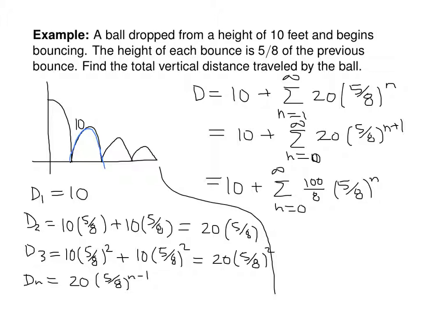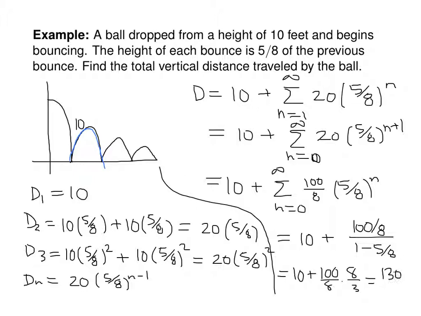And since 5/8 is less than 1, we can apply the summation formula for a geometric series. We'll have 10 plus 100/8 divided by 1 minus 5/8. So that's 10 plus 100 over 8 times 8 over 3, which adds up to 130 over 3 feet.